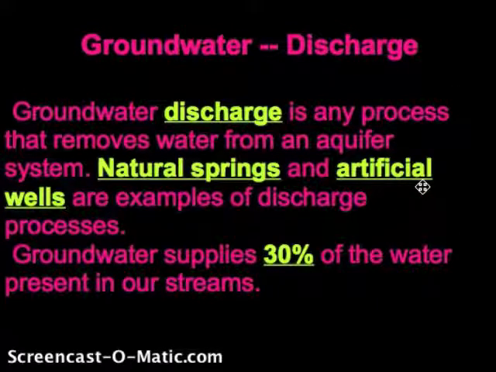And so if that's how they store water and that's how we put water into the ground, how do we get it out? Well, groundwater discharge is any process that removes water from an aquifer system. Natural springs, artificial wells, and those are the ones that we usually put in, are examples of discharge processes. Groundwater supplies approximately 30% of the water present in our streams, which is really interesting. Last summer, we had a bit of a drought here in Wisconsin. And you could see when the groundwater was low, we knew it was low, the streams were low as well.